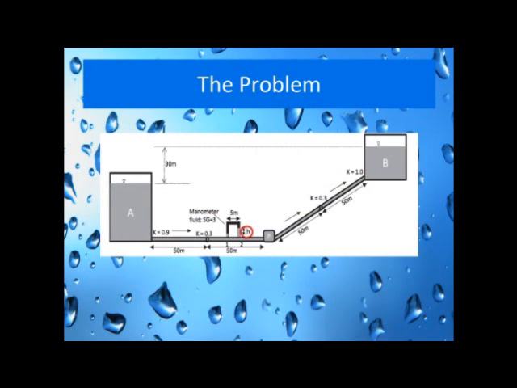Now, let's go ahead and take a look at the problem. In this problem, we have two tanks, tank A and tank B, connected by a pipe system, which includes joints, a manometer, and a pump. The goal of the problem is to find H, the manometer deflection.